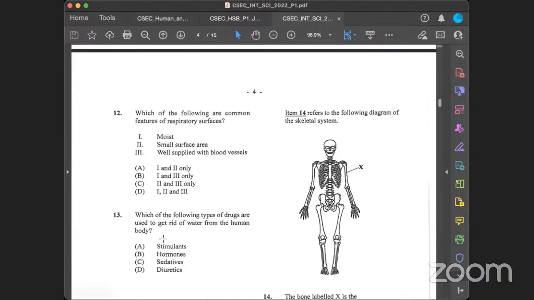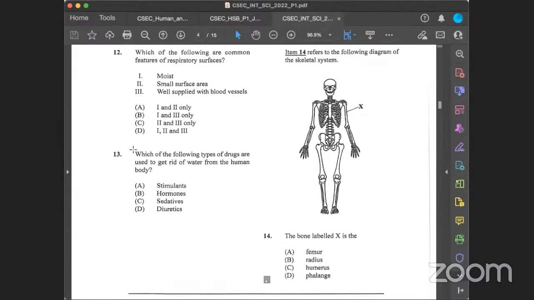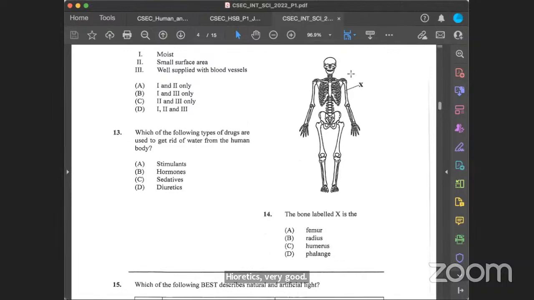B. 13. Which of the following types of drugs are used to get rid of water from the human body? If you don't know and you're guessing here, which of these words look familiar to you? Diuretics. Very good. Antidiuretic hormone, isn't that about water? The answer is D.